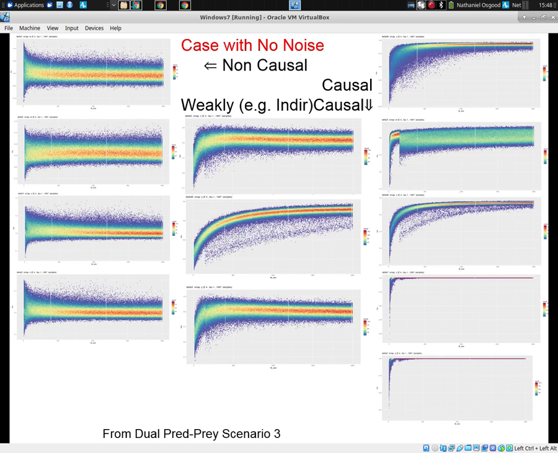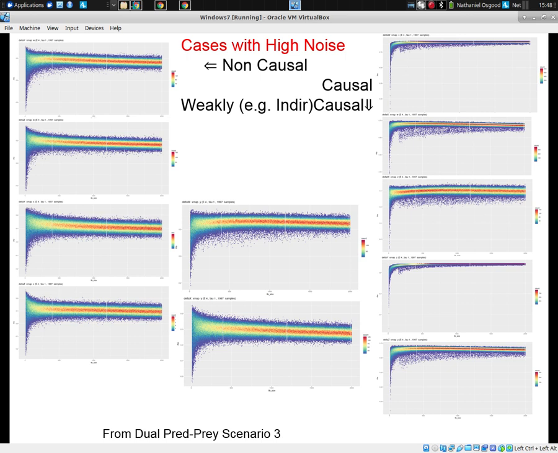Now, this is with high noise. This is no noise right now. This is high noise. And you'll start to see how noise presents a problem. By noise, I mean the system being knocked around stochastically. It's not just the causal drivers. There's other sort of stochastics hitting it.